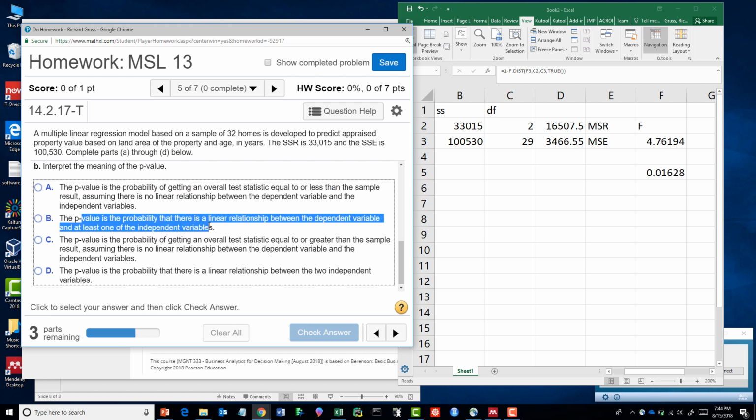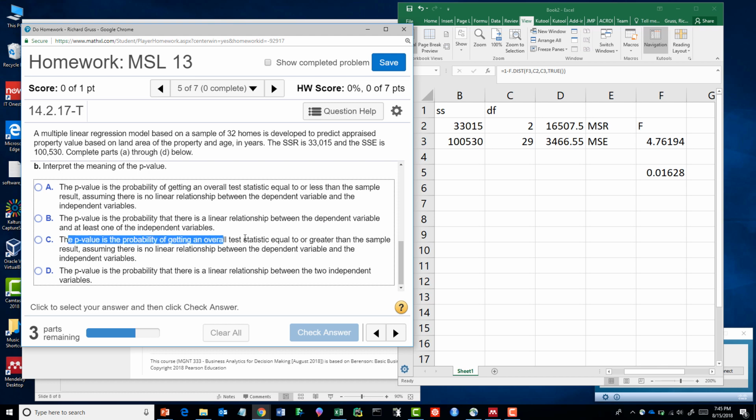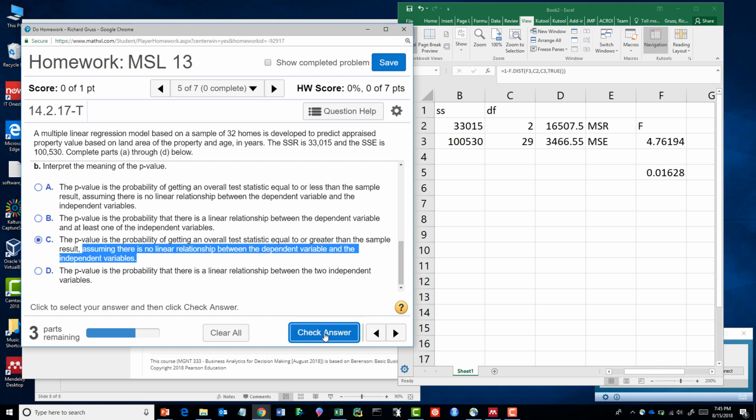The p-value is the probability that there's a linear relationship between the dependent variable and at least one of the independent variables. Okay, that's not right either. The p-value is the probability of getting an overall test statistic equal to or greater than the sample result. Okay, so remember, the larger that F is, the less likely our null hypothesis is true, assuming there's no linear relationship. Remember that this is the null hypothesis, right? That there's no linear relationship, which would be the case if all of those coefficients are 0. So I don't need to read anymore. I know that that's the right answer.